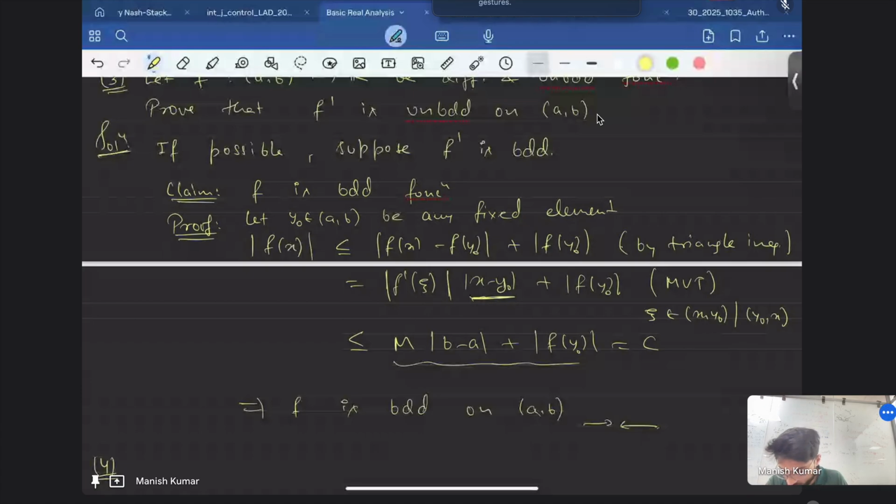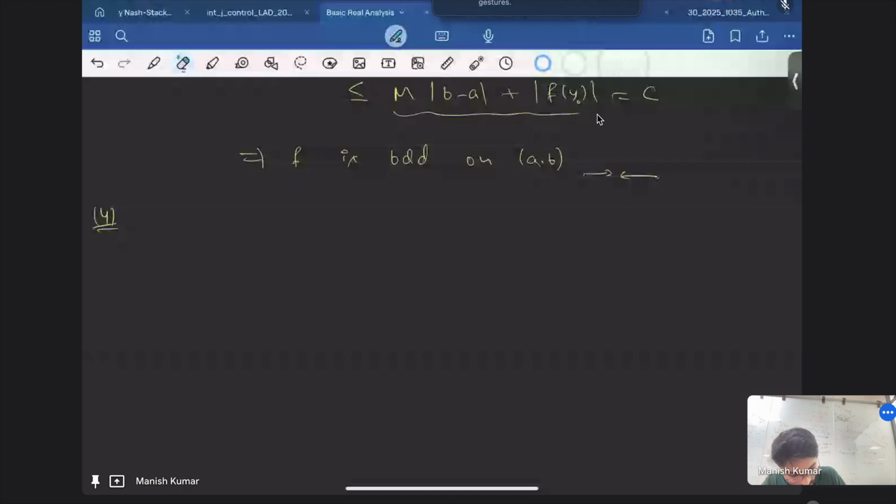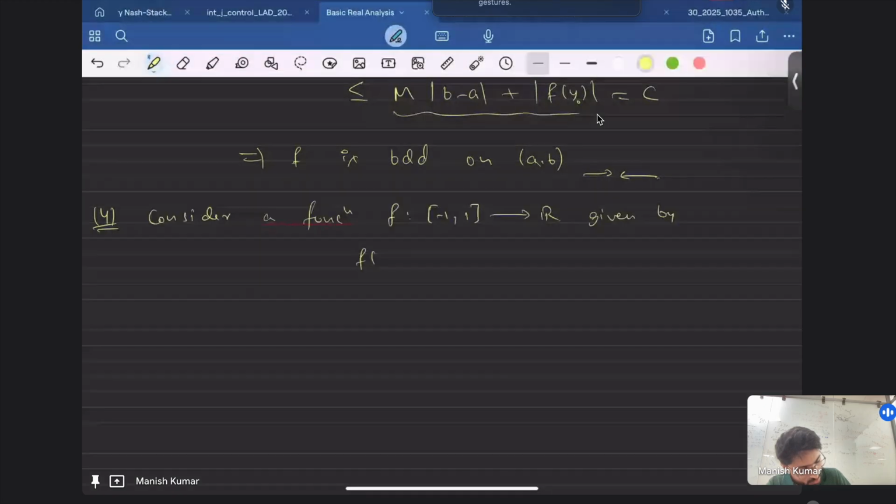Okay, so the next question is that you consider a function f from -1 to 1 to R given by f of x equal to 0 when x belongs to [-1, 0], and 1 when x belongs to (0, 1]. So the question is, can you find a function g such that g prime is equal to f?